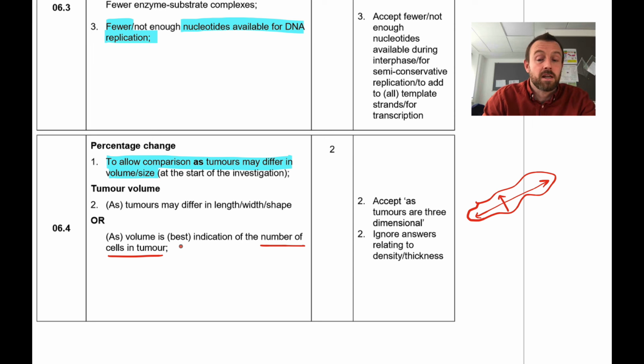Okay, that is an interesting question. I haven't seen that before. I like it though. So volume is a much better indicator of the number of cells rather than length and width, because tumors can be irregular in shape. Nice.